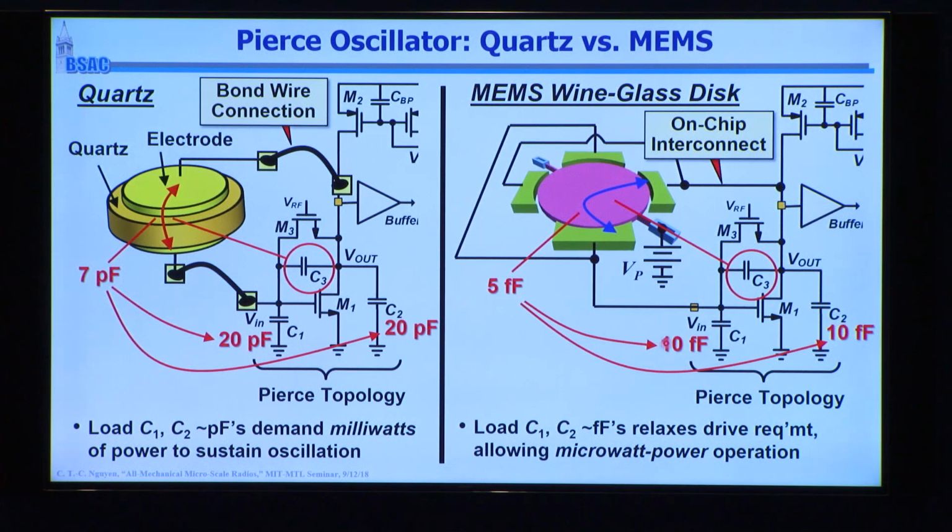That means the power consumption required to get the same performance plummets. It goes down to microwatts of power. Okay, so there's the big MEMS advantage for oscillators. One of the MEMS advantages.